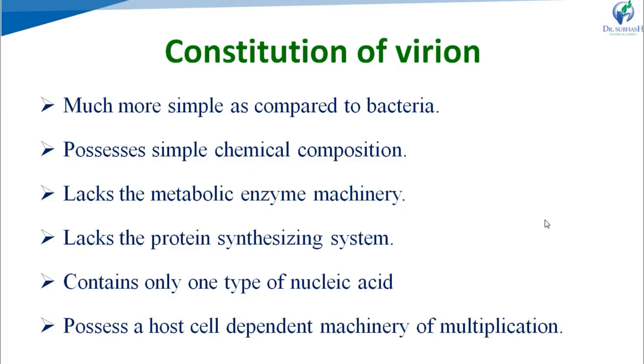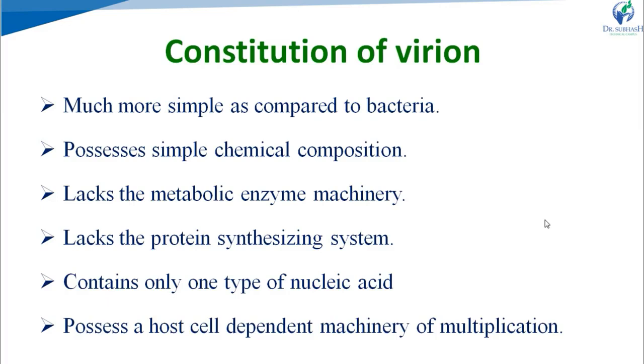See some points related to its constitution. It possesses simple chemical composition. It lacks the metabolic enzyme machinery. It lacks a protein synthesizing system. It contains only one type of nucleic acid, that is either RNA or DNA. It possesses a host cell dependent machinery of multiplication.